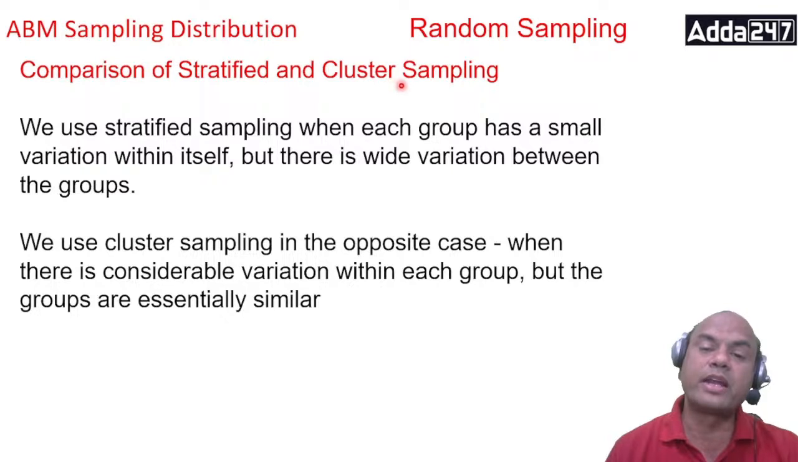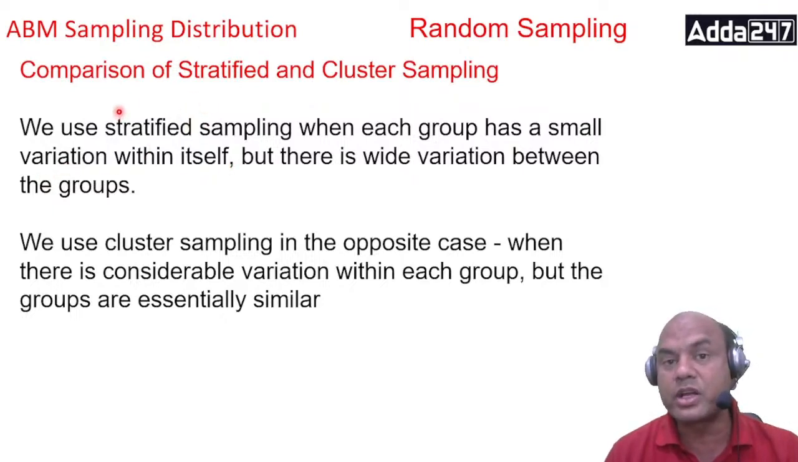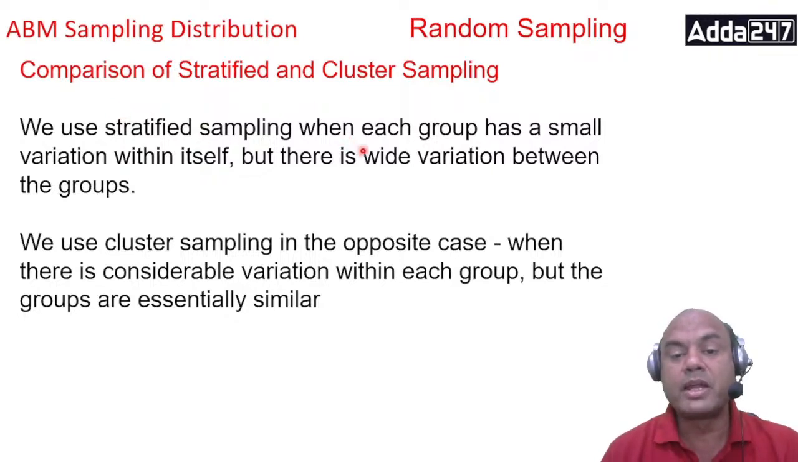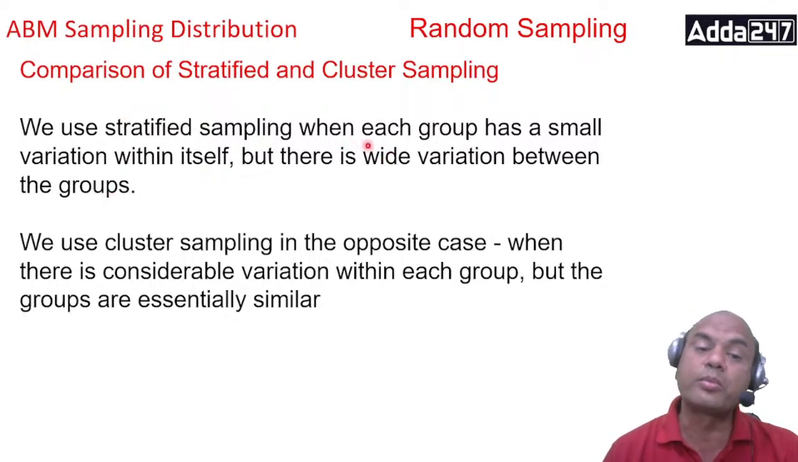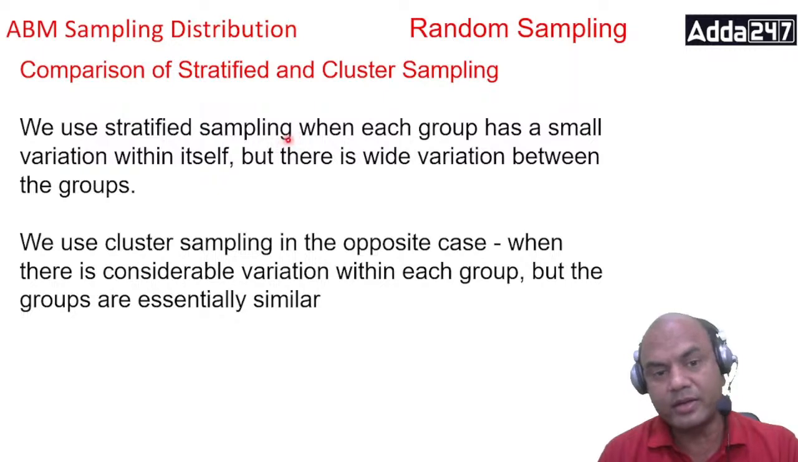Comparison of stratified and cluster. Already I have given you. We use stratified sampling when each group has a small variation within itself, right? Stratified 40 to 50%, 50 to 60, 60 to 70. But there is a wide variation between the groups, right? 40 to 50 thinking differently than 80 to 90, right?